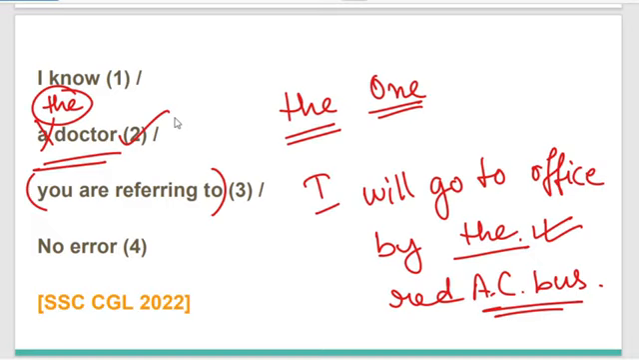First one is spotting the error, where a sentence will be given to you and the sentence will be divided into 3 to 4 categories along with another additional option called no error. And you have to figure out which part of the sentence is having an error. This is a category of question that you might face in an examination.